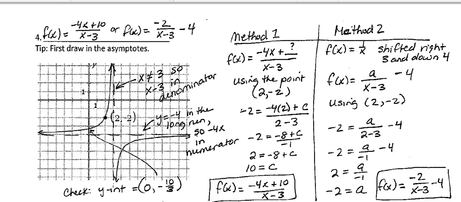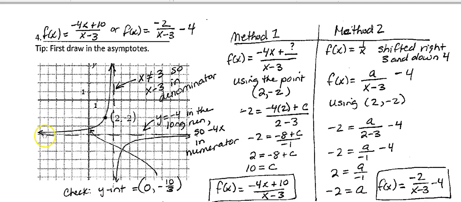Number 4 is very similar to number 1 on the worksheet. Once again, I'm going to start with the first thing I always do when I try to draw a graph for an equation, which is think about the values where the function is undefined. The vertical asymptote is at 3, which means there must be an x minus 3 in the denominator.